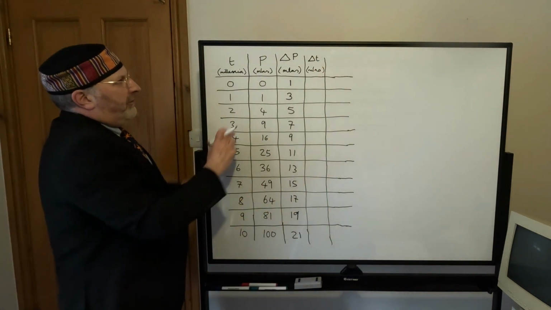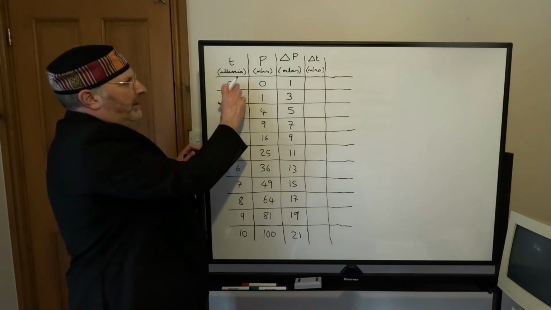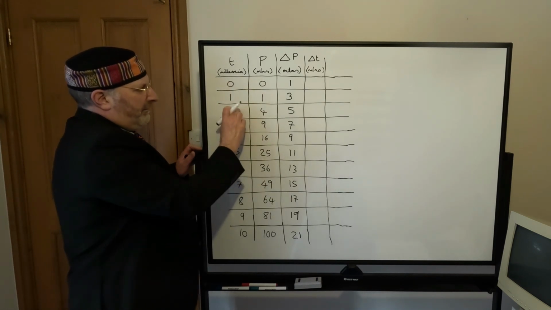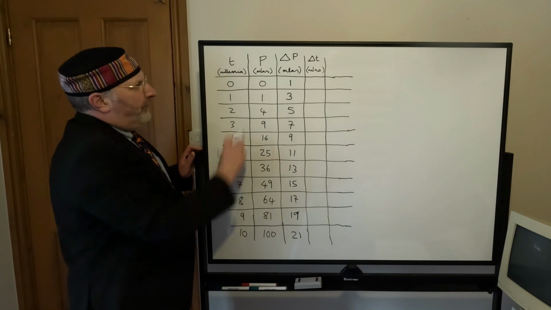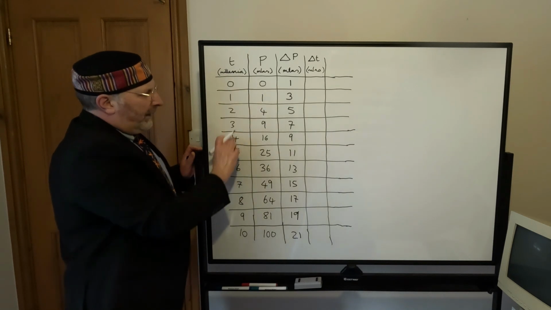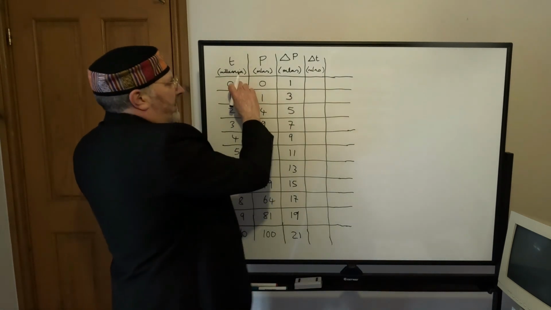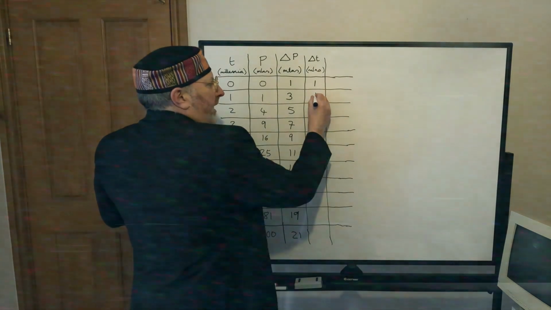Now, this is pretty easy because of the way I've constructed the table. I'm counting millennia at each step, 1, 2, 3, 4. So the difference is always 1. So delta T is just 1 in each case.